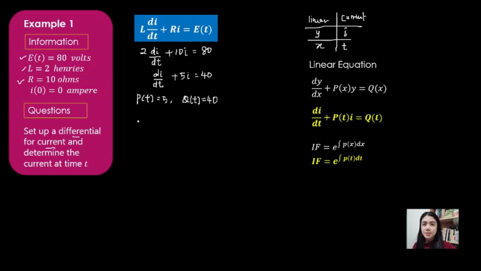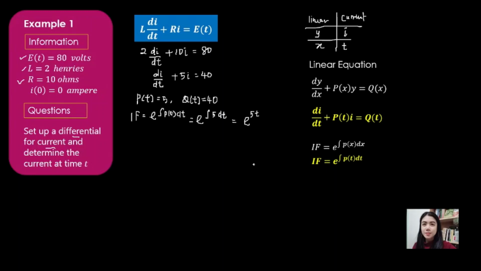So then we have the integrating factor equals e to the power of the integral of pt dt. Here pt is actually 5, so you integrate 5 and you have e to the power 5t. So this is our integrating factor.